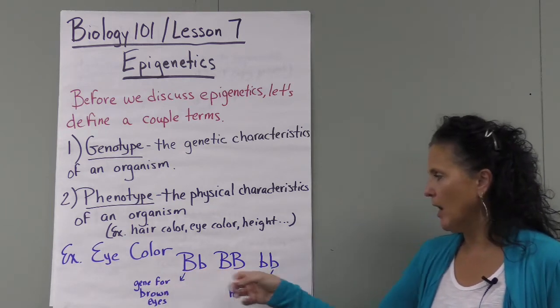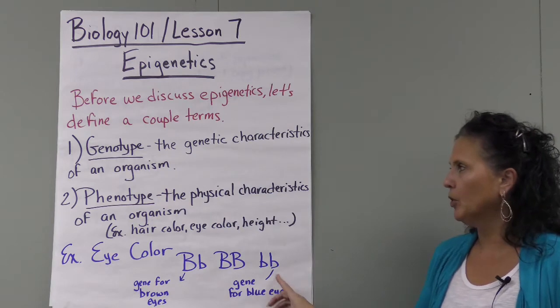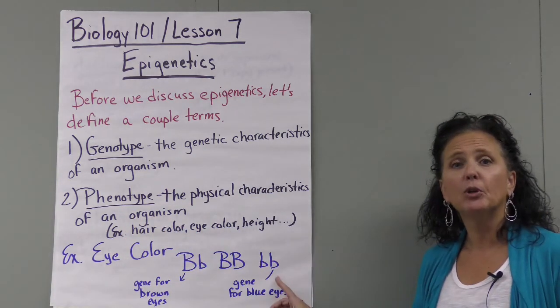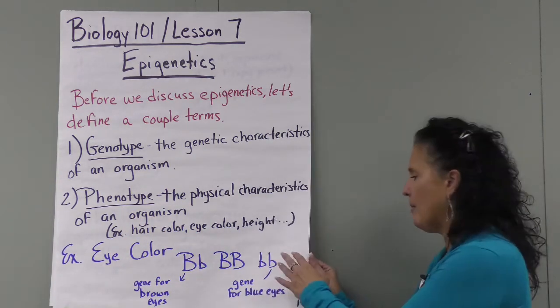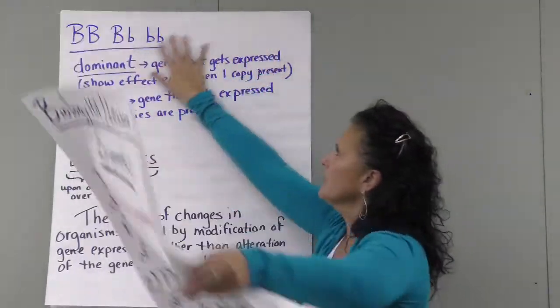So brown eyes, blue eyes. The genotype is homozygous blue. The phenotype is blue eyes. So we have to go over that before we look at epigenetics, because if not, then you'll be lost.